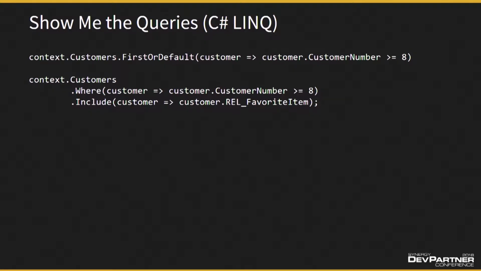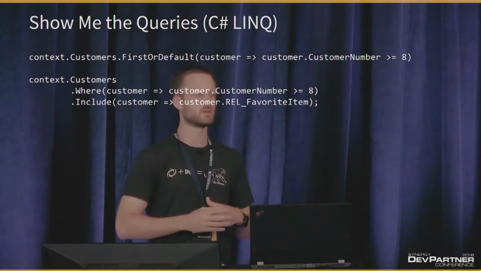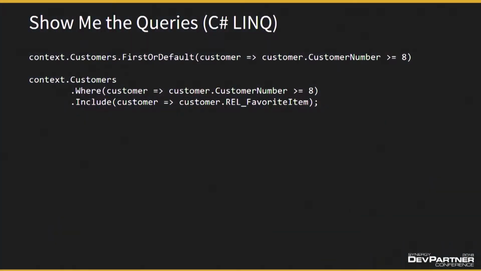Slightly more advanced, but still pretty basic. We're doing the same thing to customers, and we're saying we want to get back the customers where the customer number is bigger than 8. And by the way, we would like to join that customer that gets returned back to also receive their favorite item. So we're going to look at the keys and do a select join. For all the customers whose customer number is greater than 8, we're going to also grab their favorite item and return that back to you.